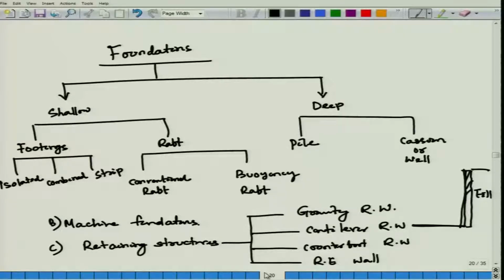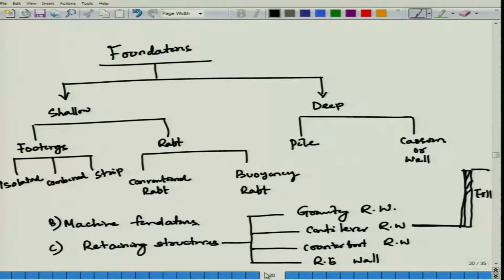Last class I covered foundations. Basically classification is of two types: shallow and deep. Shallow again has footing and raft. Footing is isolated, combined and strip footing. Raft is conventional raft and buoyancy raft.